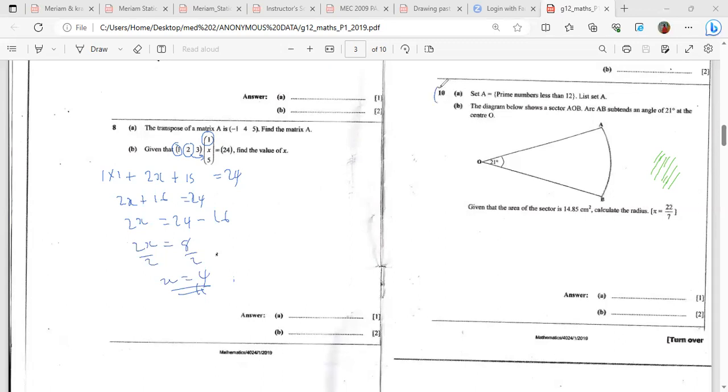Then for question 10, I think this one is a giveaway question. Prime numbers less than 12. The first thing we are supposed to know is what a prime number is. Prime numbers are basically whole numbers that are greater than 1, and they can only have 2 factors, that is 1 and the number itself.